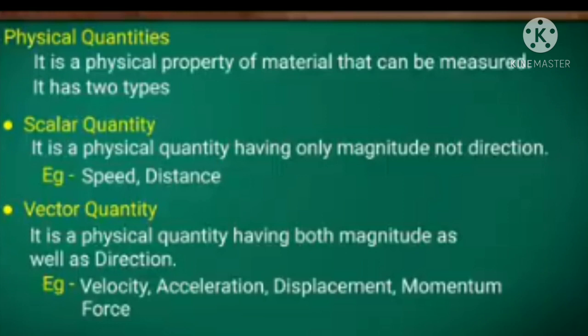Then what is meant by vector quantity? A vector quantity is a physical quantity having both magnitude as well as direction. Examples are velocity, acceleration, displacement, momentum, force, etc. For example, a vehicle is moving with a velocity of 30 meter per second towards north or towards south. If you are mentioning the direction, it is called a vector quantity, as both magnitude and direction are mentioned.